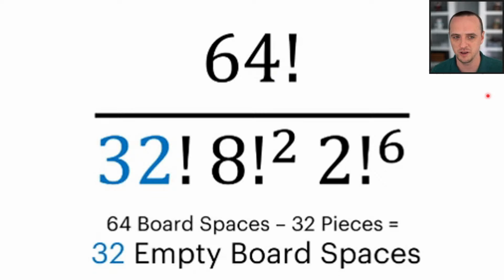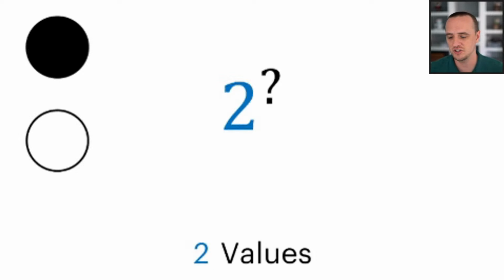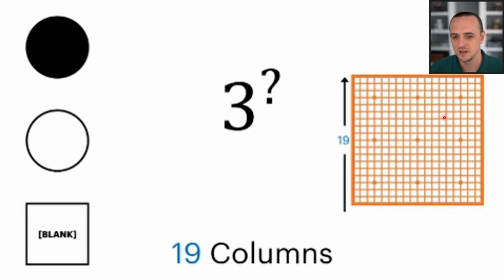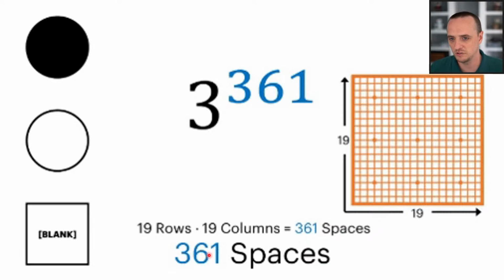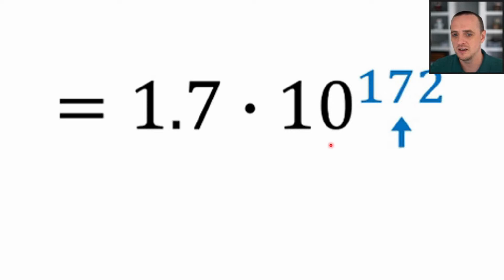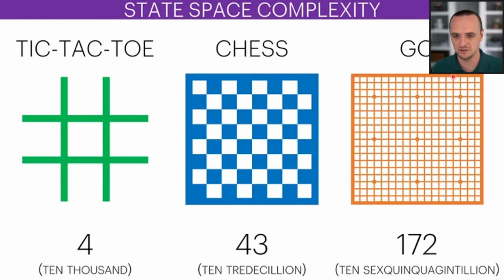Here's the board game of Go. Let's do the state space calculation. Each spot on a Go board can be blank, black, or white. A Go board has 19 rows and 19 columns, which is 361 spaces. 3 to the power of 361 is approximately 10 to the power of 172, which is an insane number. So let's look at this again. Tic-tac-toe has approximately 10,000 as its state space. I'm not even going to say these numbers, but 10 to the power of 43 for a game of chess and 10 to the power of 172 for Go.